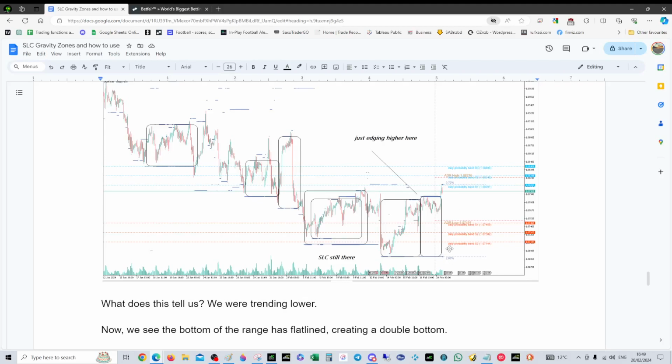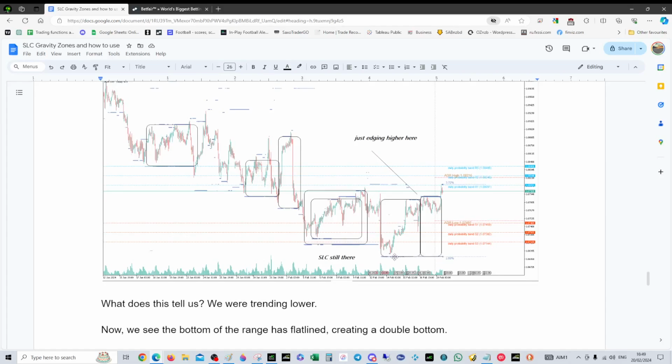So by that fact, that will move, because if they're out, then their stops won't be there anymore, they'll be somewhere else. And if they're higher, we made a higher low and a higher high. So what does this tell us? We were trending lower quite clearly. Now we can see that the bottom of the range is flatlined, creating a double bottom.